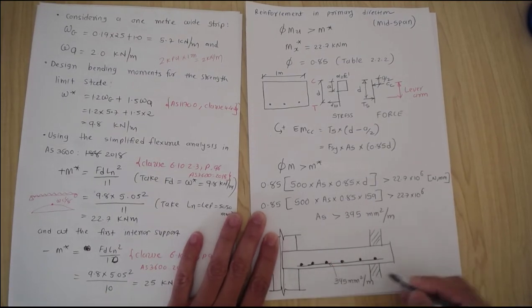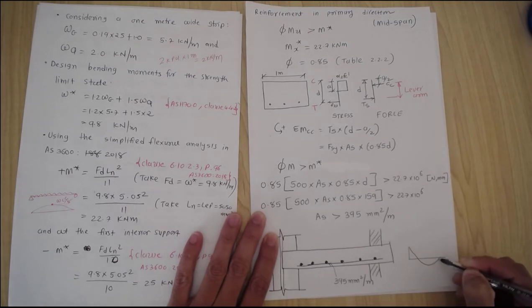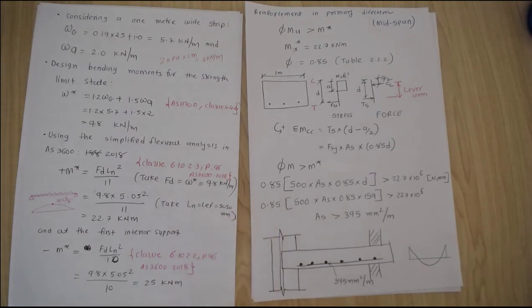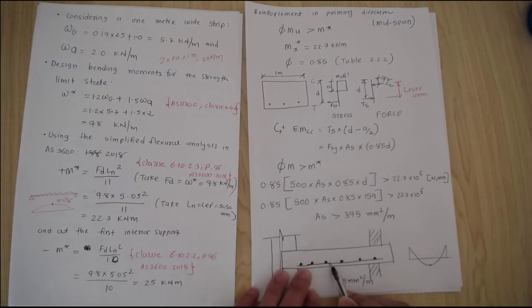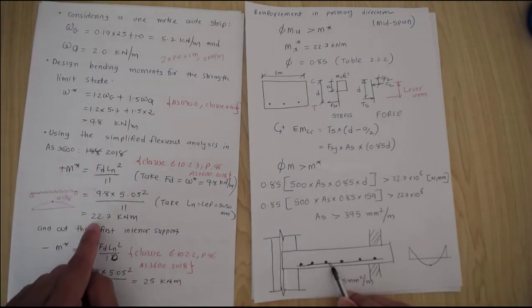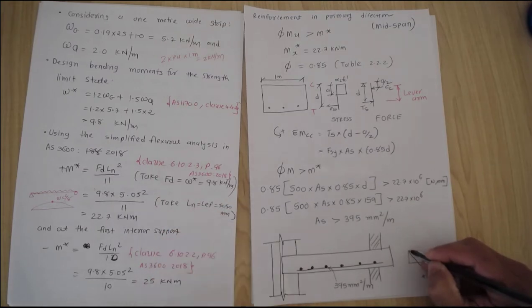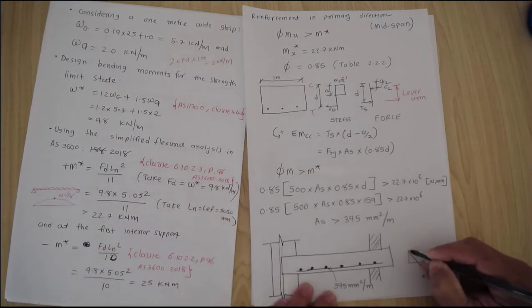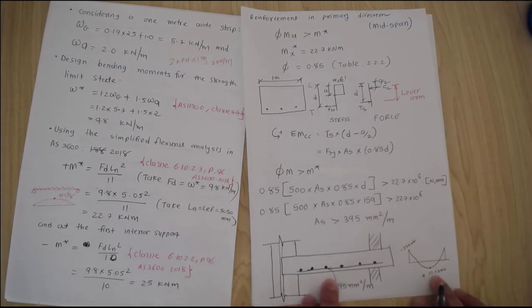If I do the bending moment diagram, at the supports we have negative moments, and in the span we have positive moments, and at the supports we have this negative moment here as well. At this particular point, at mid spans, we found 22.7 kilonewton meter, and that was the positive bending moment. At the first interior support, we found negative 25 kilonewton meter. So we need to provide the primary reinforcement for positive 22.7.